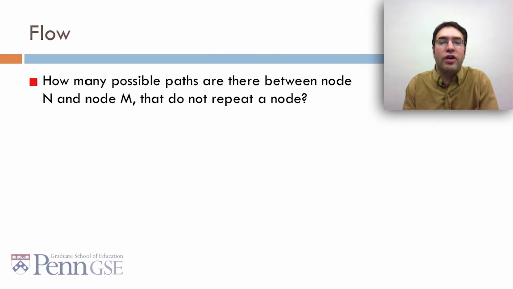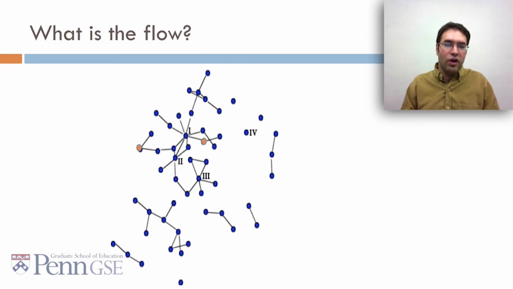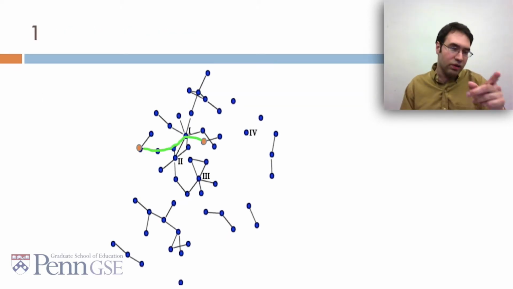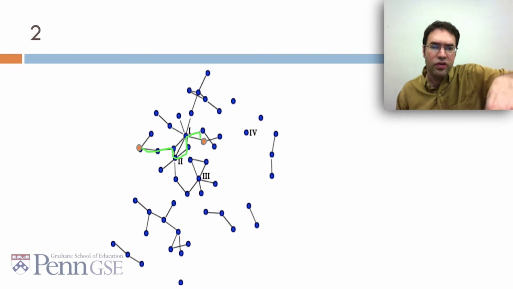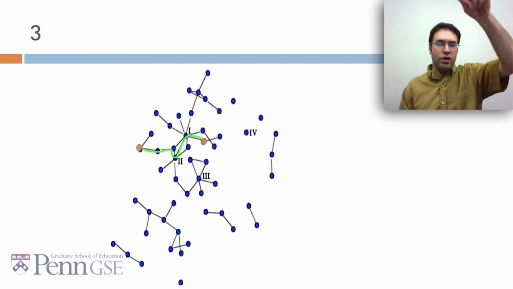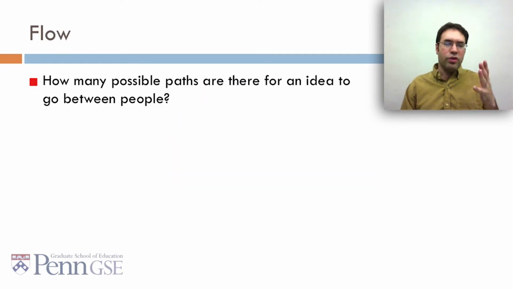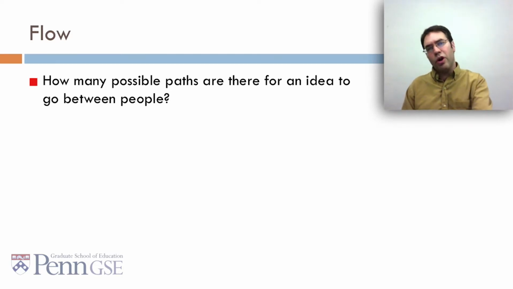How many potential paths are there between node N and node M that don't repeat a node? So what's the flow here? Well, here's one path, here's another path, here's a third path. So there were 3 possible paths between these 2 nodes. So flow might represent how many possible paths there are for an idea to go between people.